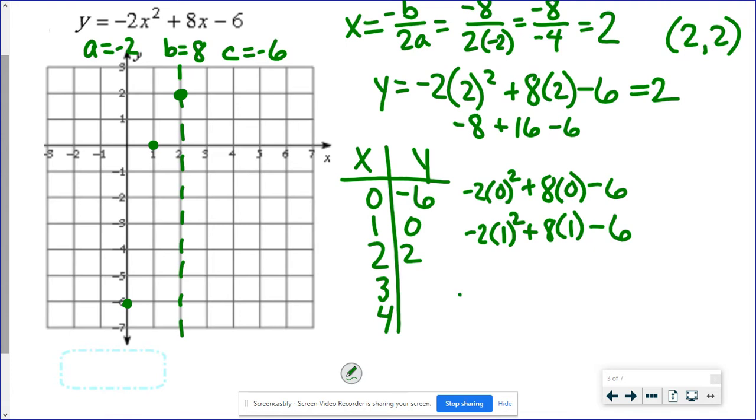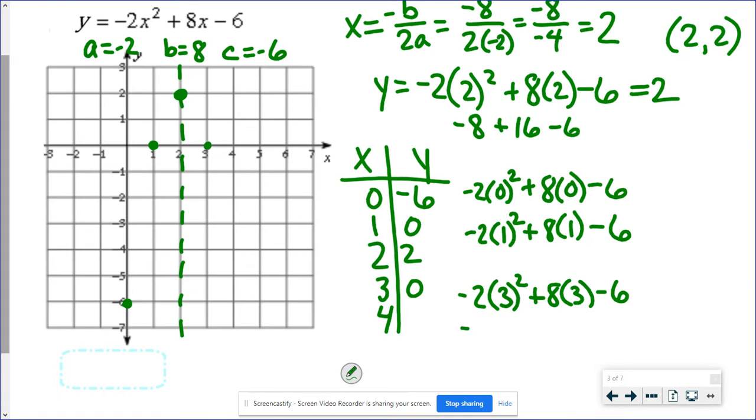So I would have negative 2 times 3 squared. 3 squared is 9 times the negative 2 is negative 18. 8 times 3 is 24. So negative 18 plus 24 is 6. Minus 6 is going to give me 0.